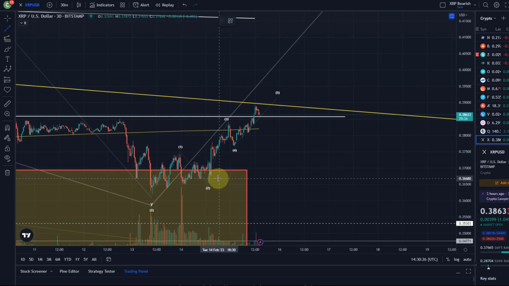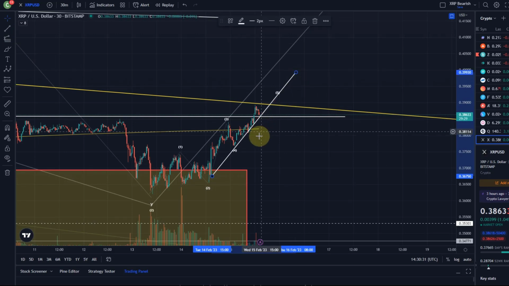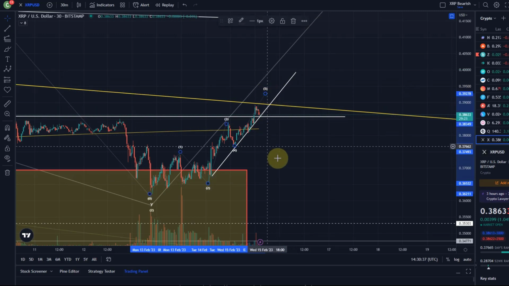And what we could then do is possibly connect those lines, and you get a nice trend line actually as well. And dropping out of the trend line here to the downside would be a first indication, in my view, that this fifth wave is over.